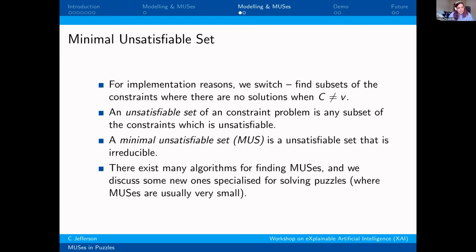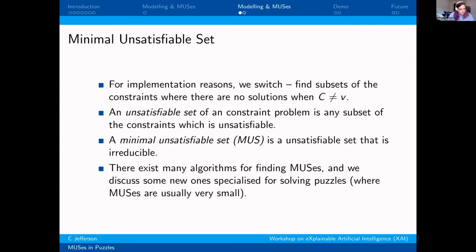But here we're using it in sort of reverse. We're saying, in this problem, there is a star here. And the reason there is a star here is that if I make it not a star, there's no solution. So there must be a star here. And then I use that as a series of steps to fill the whole puzzle in. So an unsatisfiable set is any subset. A minimal unsatisfiable set is a set where you can't take anything else out. There will often be many unsatisfiable sets for each thing you can fill in.